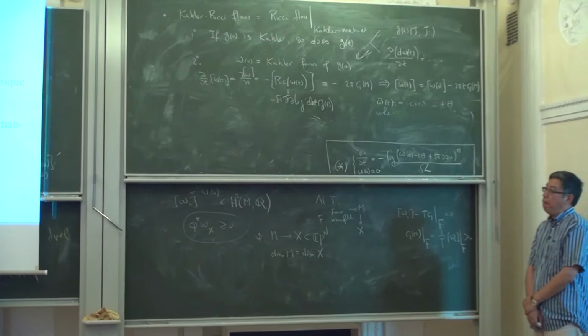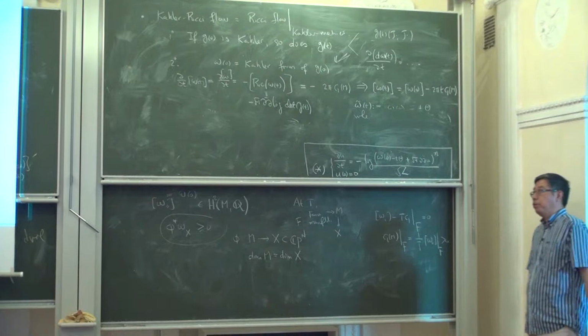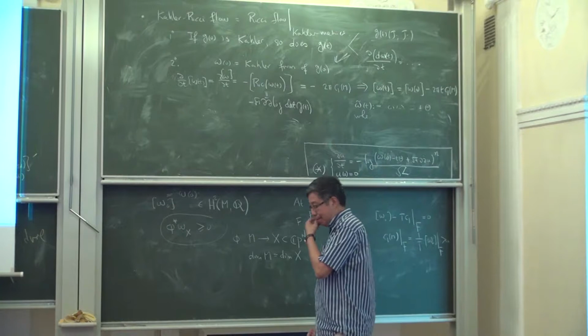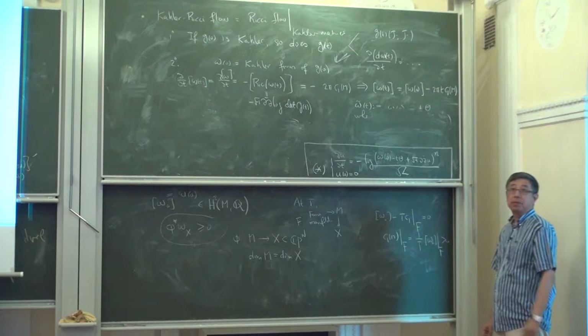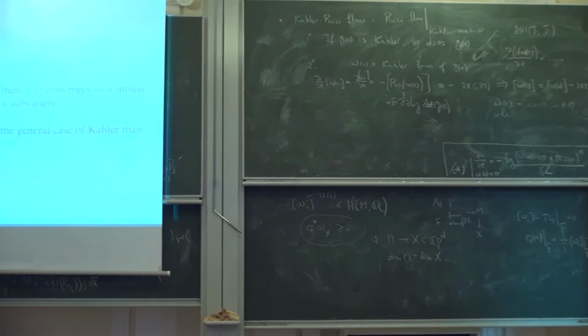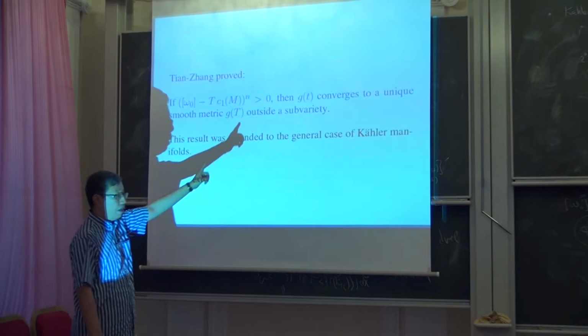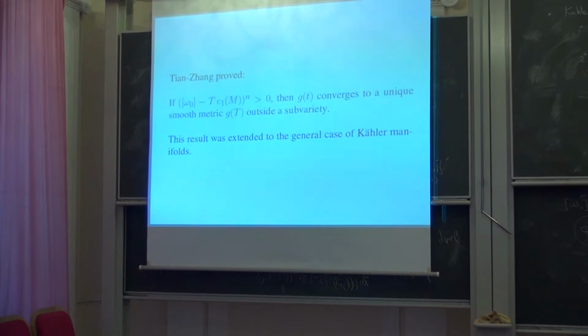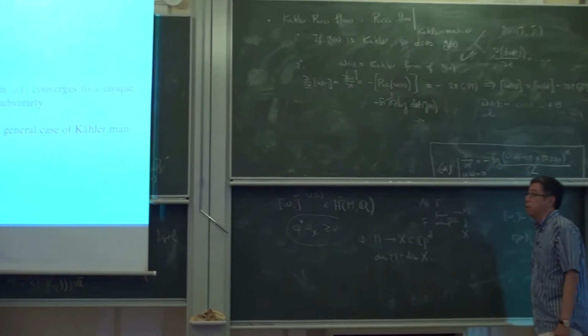So if I give you a three dimensional picture, in three dimensions, or five dimensions, you only contract the spheres. Okay, so we have this. So at least in this case, we know this flow converges to a smooth metric outside the subvariety. Outside what? Outside the subvariety which is contracted by phi. Okay.